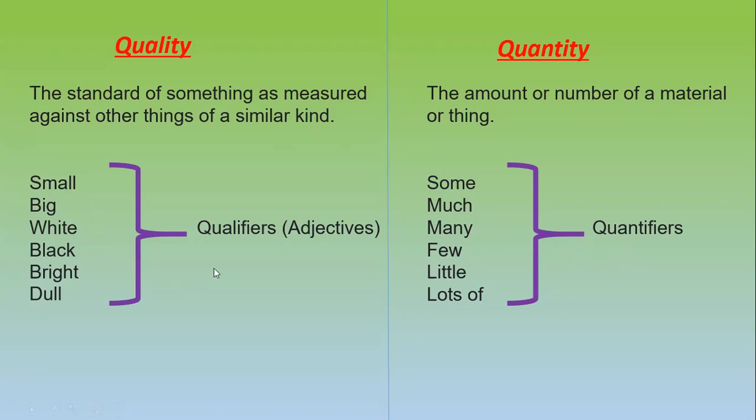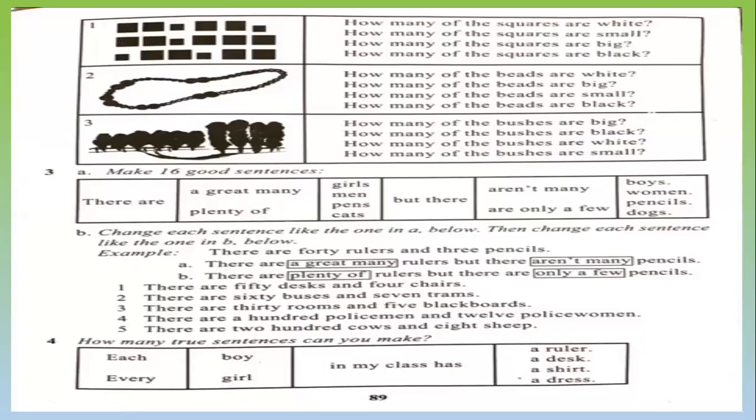The words which tell us the quality are called qualifiers or adjectives, and the words which tell us the amount or the quantity of something, we call them quantifiers. Okay, let's see this. Look here, we use the word many. How many of the squares are white? In this exercise, they ask us to use the words none of, all of, a lot of, or a few of. So here is the question, how many of the squares are white?